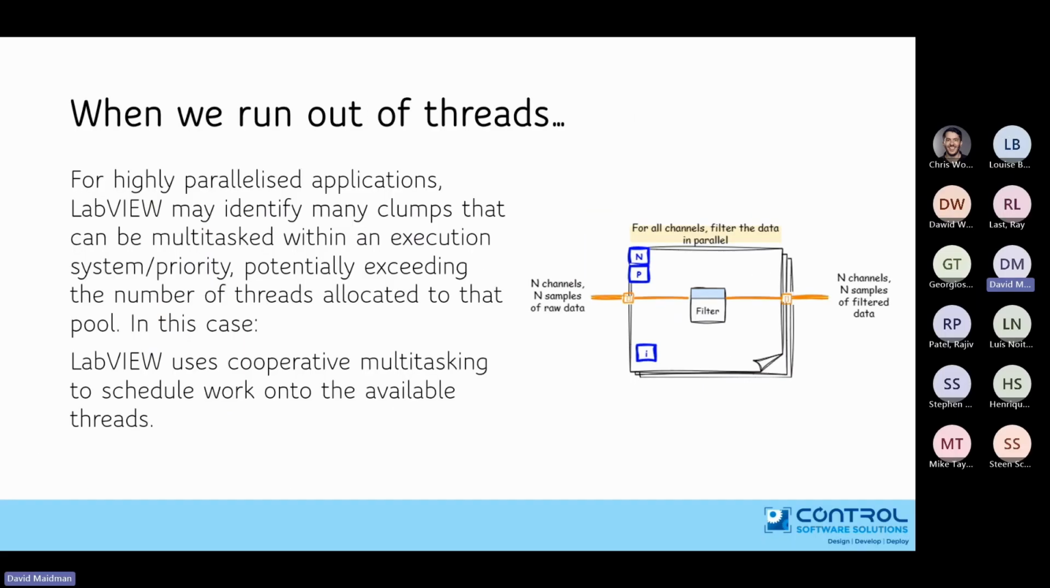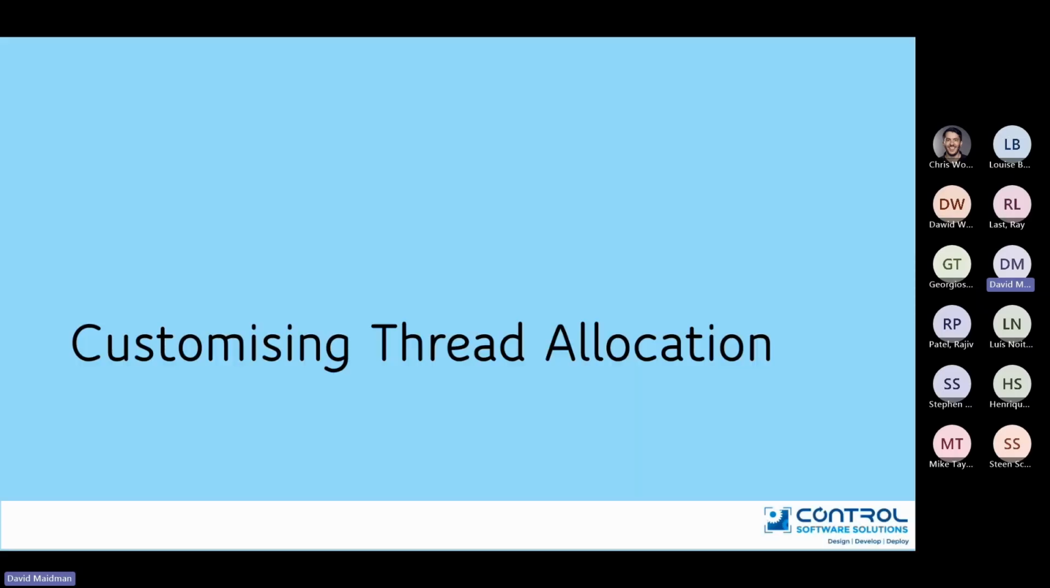If that's the case, if we run out of threads, for example, if we want to try and parallelize this to 1,000 and odd instances, what LabVIEW is able to do is it will still use its cooperative multitasking to schedule the work that it then passes on to the OS. So you can still use more threads than are available for the execution system. LabVIEW will manage that.